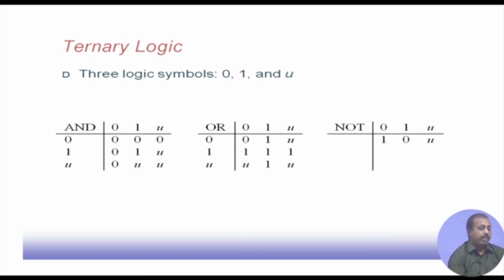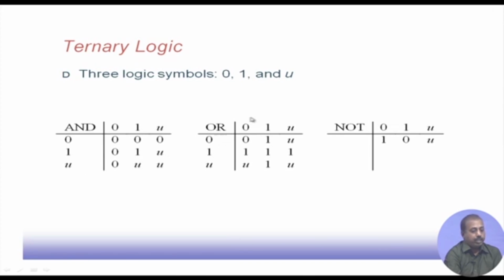In terms of ternary logic, we can define the AND, OR and NOT functions. Say in a 2 input AND gate, if one of the inputs is 0, then the output is definitely 0. Similarly, one input being 0, output is 0. If one input is U, then the output depends on the other input. So, if the other input is 0, it is 0. If it is 1 or U, then it is U.